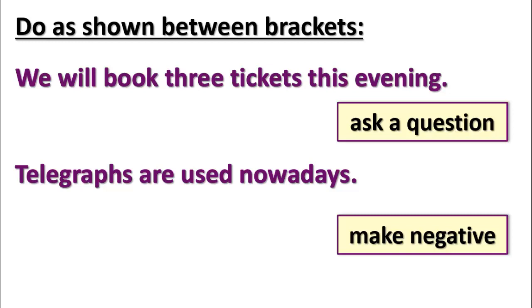The second one, telegraphs are used nowadays. What do we want here? We want to make this sentence negative. So the first one, you are going to form a question: we will book 3 tickets this evening. Here you can use, as we have said, many question words. And the second one, telegraphs are used nowadays. You are going to make it negative.